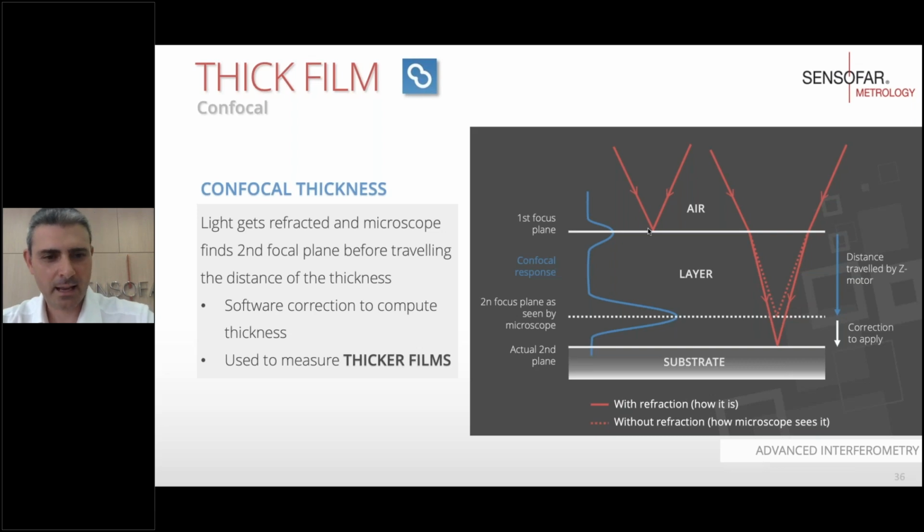We know that, and by using the appropriate mathematics and the appropriate algorithmics, if we measure the separation of this axial response in blue, we are able to go back to the real height or the real thickness of the transparent layer.